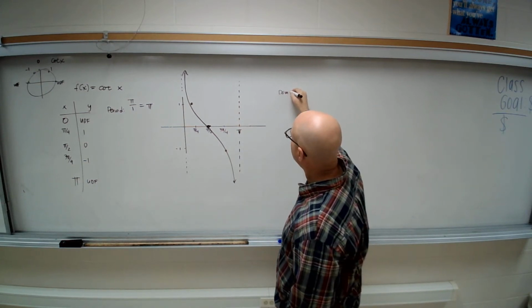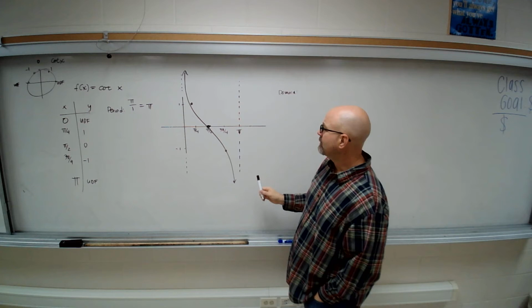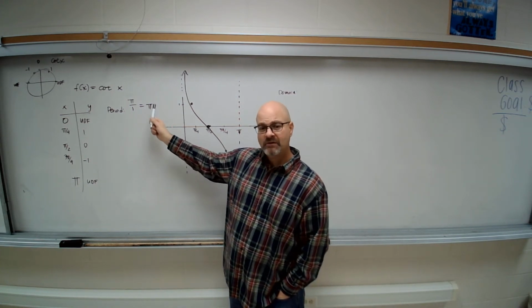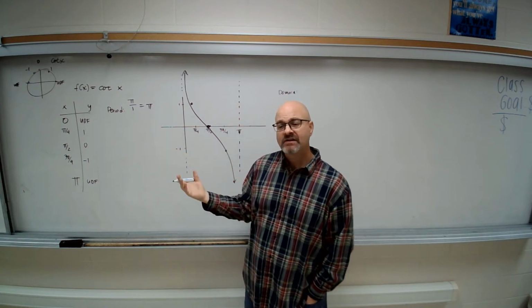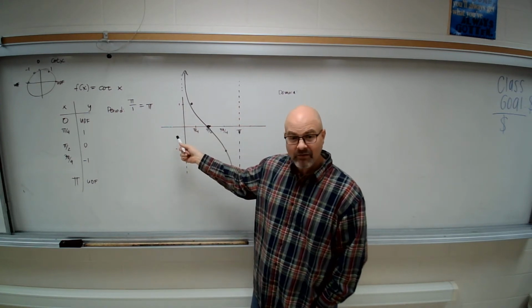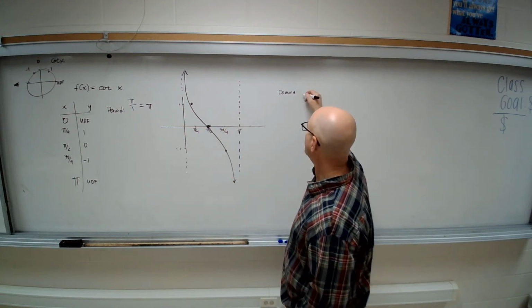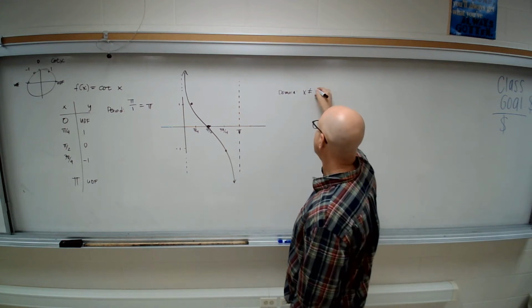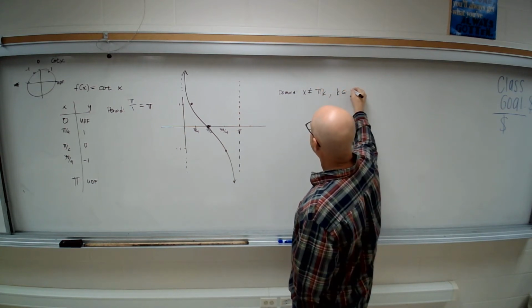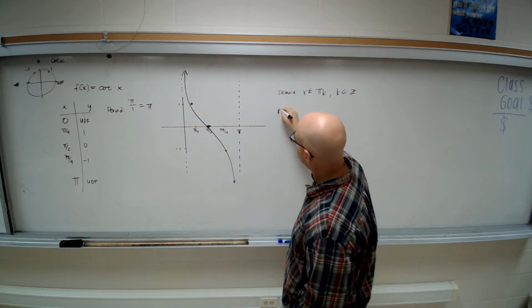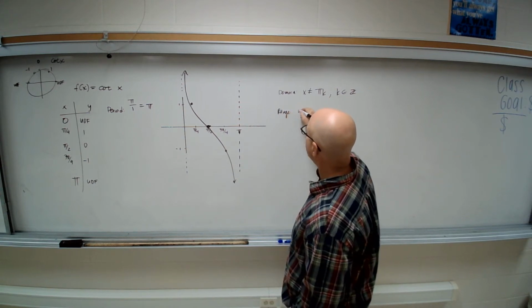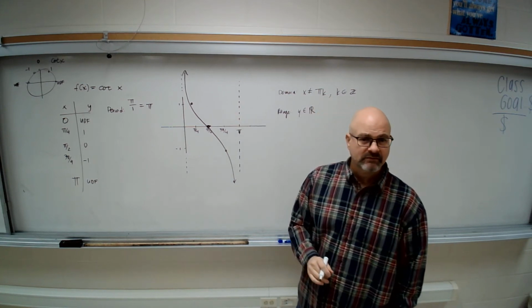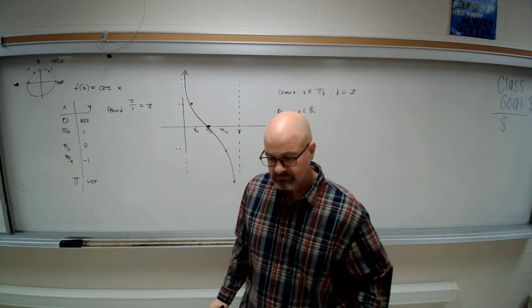Our domain: we know that every period we're going to have one vertical asymptote, correct? So we pick the location of one. I would always pick the location of 0, so then it would be 0 plus pi k, but we could just say pi k, where k is contained in the set of integers. And then the range would again be y is contained in the set of real numbers.